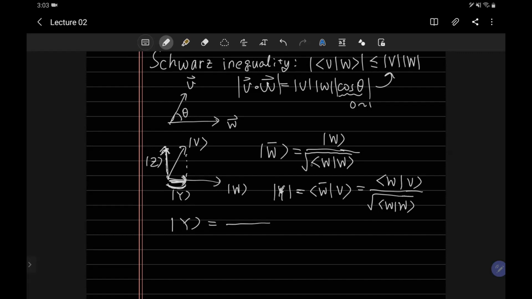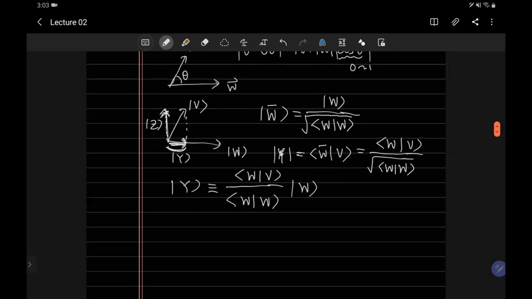Now in the denominator, we have two square roots of this, so the denominator becomes just the inner product of w with w. And in the numerator, I have this component, which is w v, and then this component, which is w. So this is the definition of y.